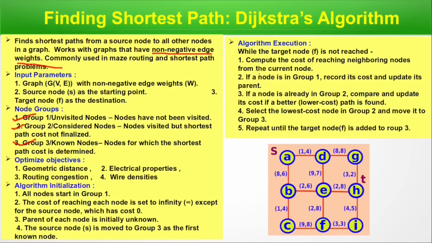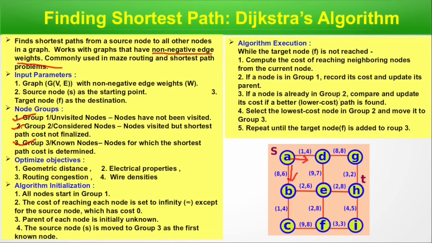The algorithm executes while the target node F is not reached. Compute the cost of reaching neighboring nodes from the current node. So from A, we can move either towards D or towards B. If we move towards D, the cost is 1, 4, and if we move towards B, it's 8 and 6. The less costly path is A to D, so we will consider this one first. A will move to group 3, and with A as parent of D, D will move to group 2.